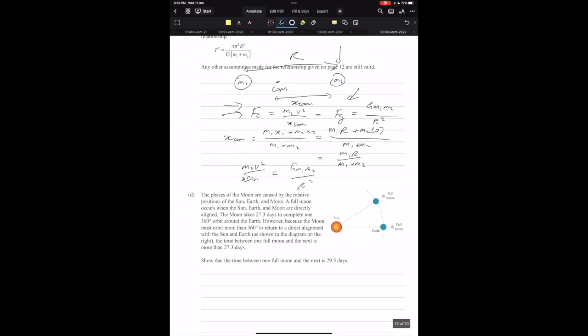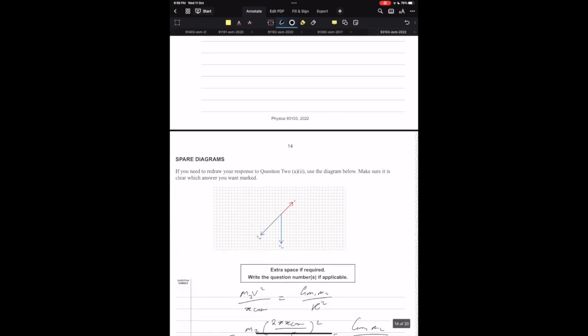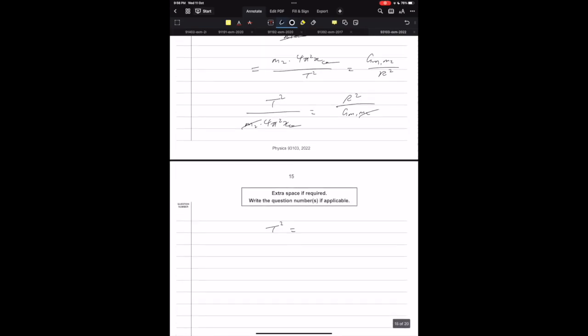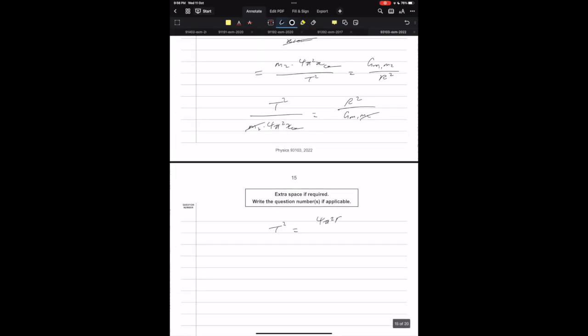Okay, they've asked us to find this equation where t squared is the subject, so we have to make t squared the subject. So we can flip both sides of the equation. The other side would be flipped as well, so it'd be r squared divided by G m1 m2. And now we find that the m2 is also cancelled. Great. So then t squared is equal to 4 pi squared r times x com divided by G m1.